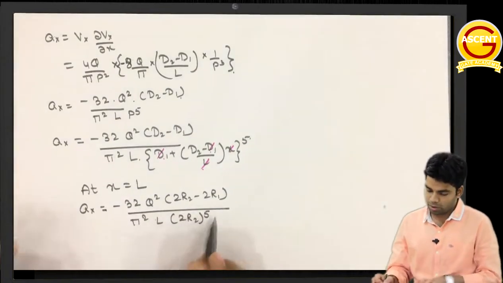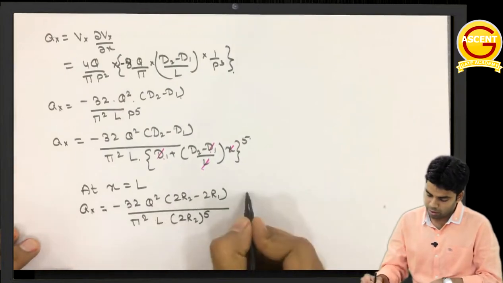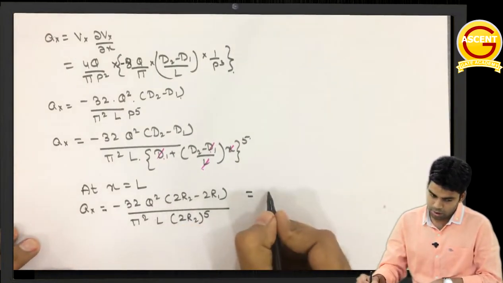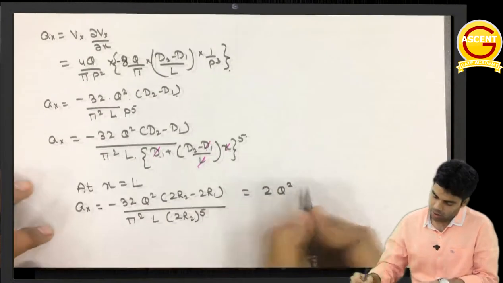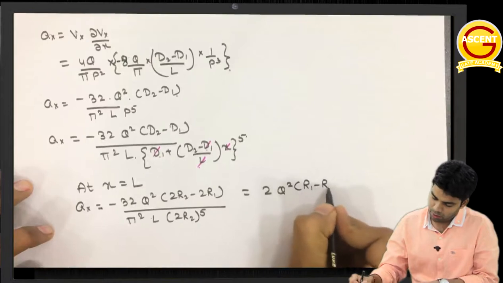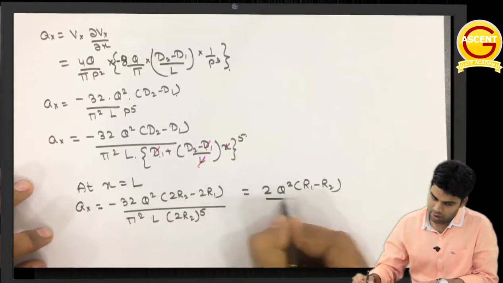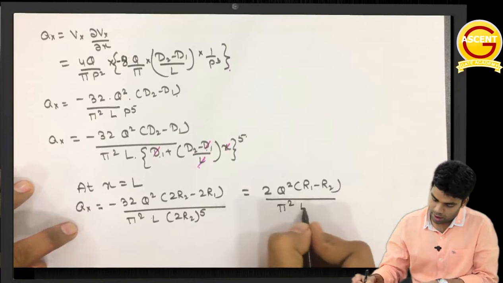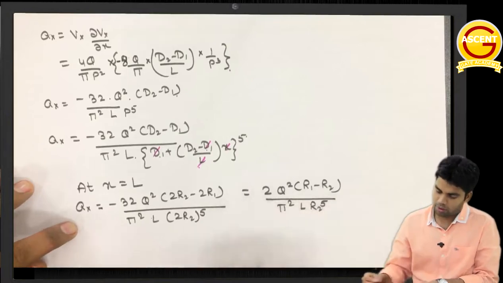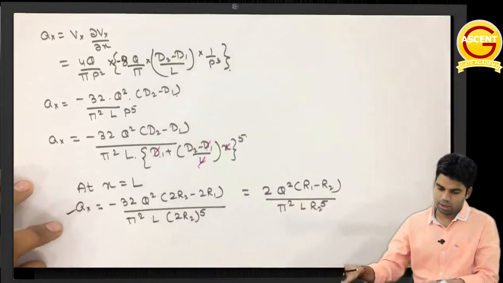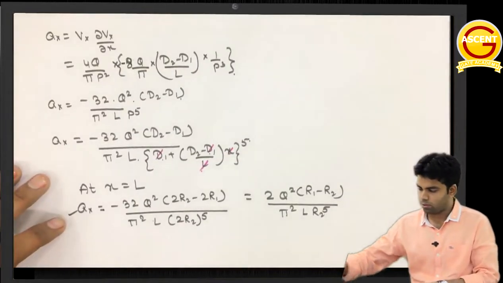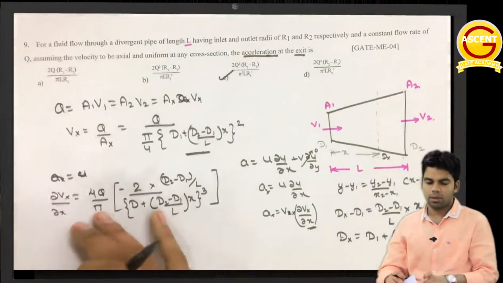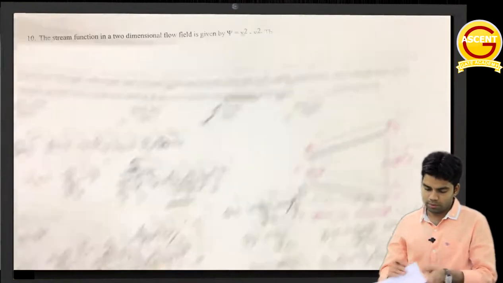Getting this? Now, 2 raised to power 5 is 32, 32 will be cancelled out, and this 2 will be out. So, this will be 2 q square, eliminate minus sign. So, this will be r1 minus r2, eliminating negative sign, divided by pi square L into r2 raised to power 5. Okay, so this is our answer. Acceleration Ax is equal to this. So answer should be C here. Clear or not? Okay. Next question.